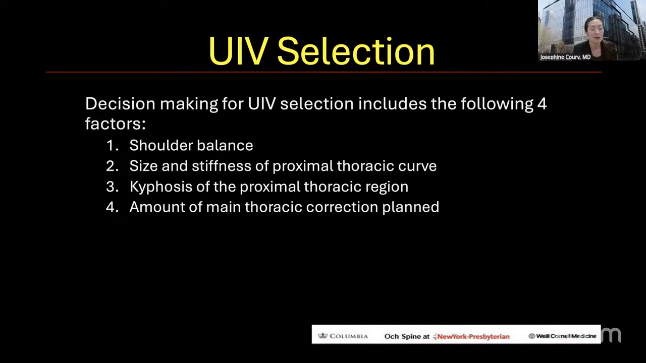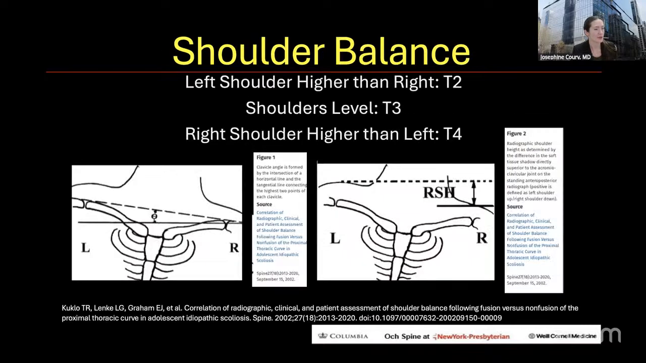And then the amount of the correction in the thoracic spine that's planned. If a really major correction is planned, an 80, 90 degree curve, sometimes it makes more sense to go up to T2 to have more fixation points above the fusion construct that you've planned. So here's a study showing some clinical images of how you can assess shoulder balance with clavicles.